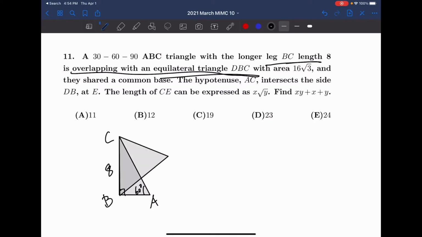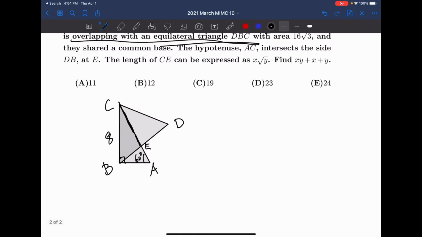And that is an equilateral triangle. And the hypotenuse AC intersects DB at E. And the length of CE can be expressed as that. So we want to know the length of CE. A direct way of doing this is to calculate this, but maybe you don't know anything about this.